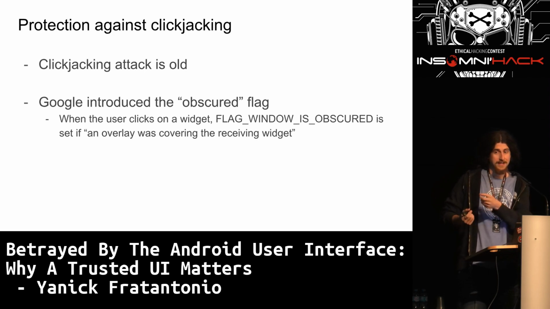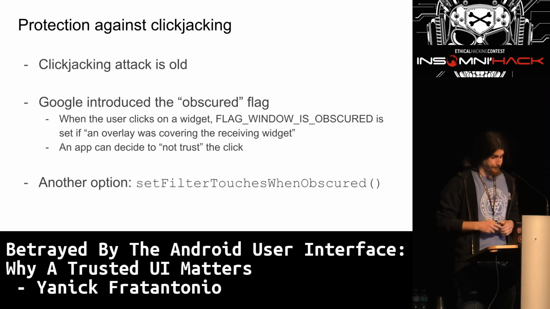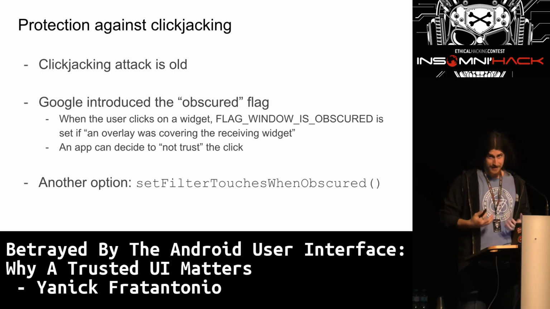Okay, so basically it's the receiving button that somehow can understand, wait a second, there was something on top of me when the user clicked, so maybe the user didn't see the button or anything, and so it may be confused. I'm going to reject the click. Okay, so the app can implement this logic saying, this is a suspicious click, I'm going to reject it. There is another way you can set all the clicks on the view with this method. So this is the main security mechanism against clickjacking.